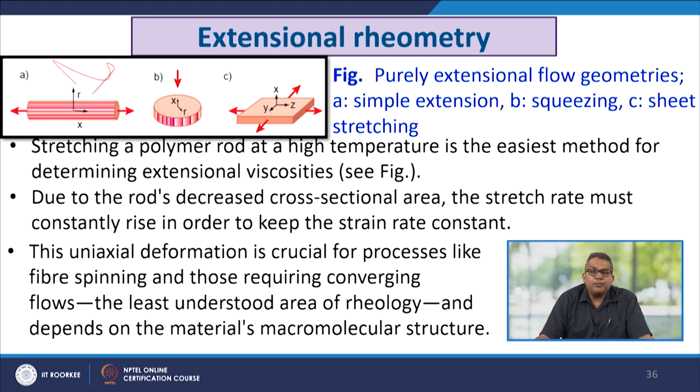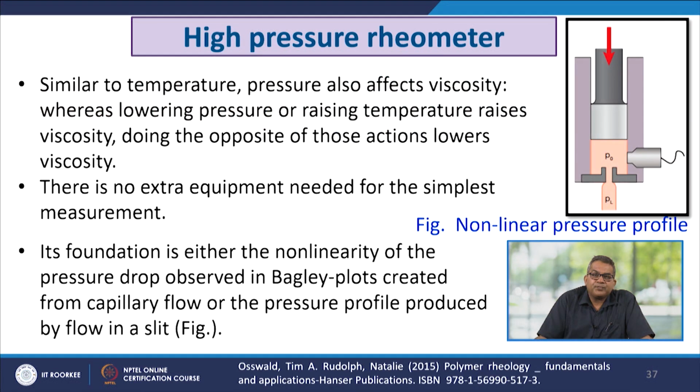Now, stretching a polymer rod at a high temperature is the easiest method to determine the extensional viscosity. Due to the rod's decreased cross-sectional area when we stretch, the stretch rate must constantly rise in order to keep the strain rate constant. This uniaxial deformation is crucial for processes like fiber spinning and those requiring converging flows, the least understood area of rheology, and depends on the material's macromolecular structure.